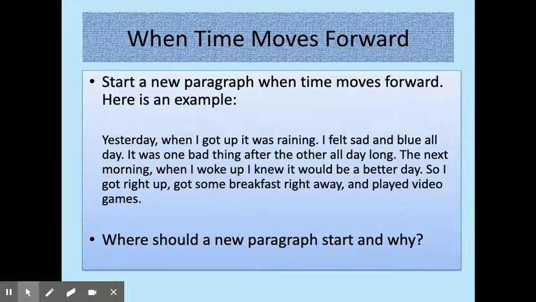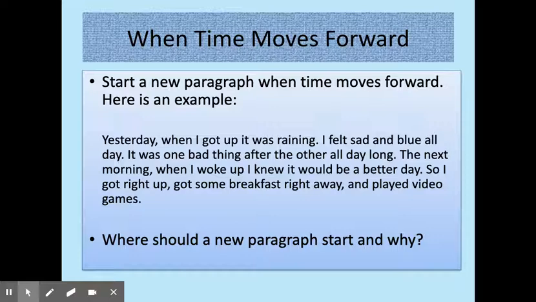So another time that we need to make sure that we have a new paragraph is when time moves forward. Start a new paragraph when time moves forward. Here is our example. Yesterday, when I got up, it was raining. I felt sad and blue all day. It was one bad thing after the other all day long. The next morning, when I woke up, I knew it would be a better day. So I got up, got some breakfast right away, and played video games. Scholars, where should a new paragraph start and why?